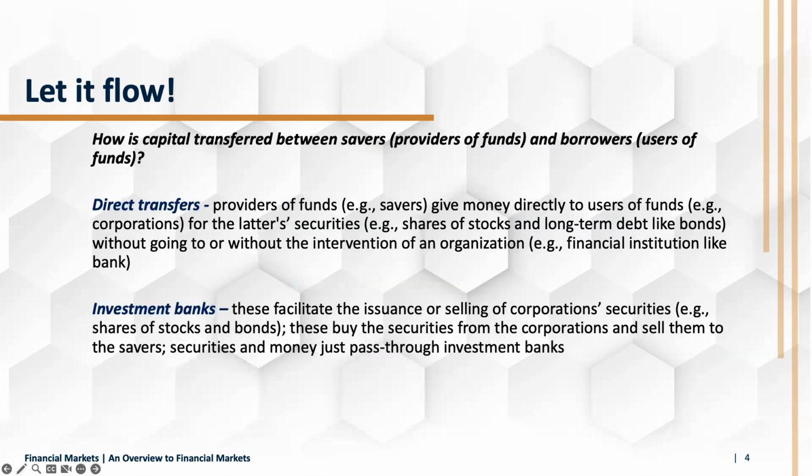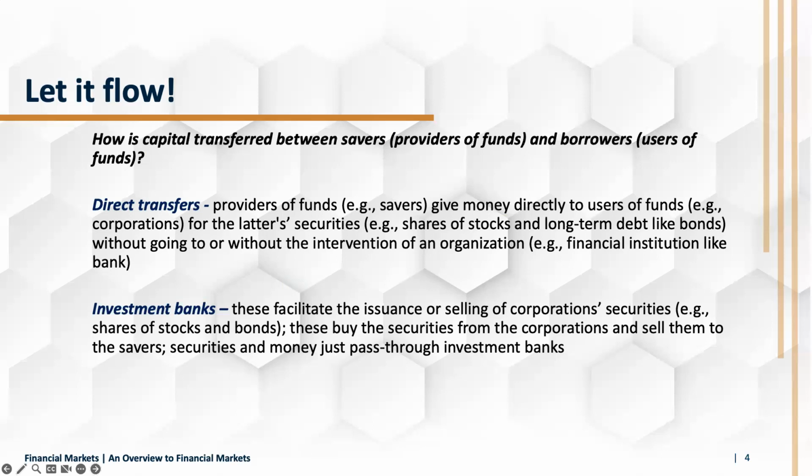Second, we go to investment banks. Investment banks facilitate the issuance or selling of a corporation's securities. For example, the selling of shares of stocks and bonds. So the investment banks would buy securities from the corporation and sell them to the savers. Securities, meaning the financial instruments in the form of stocks and bonds. And of course, the payments will just pass through the investment banks.